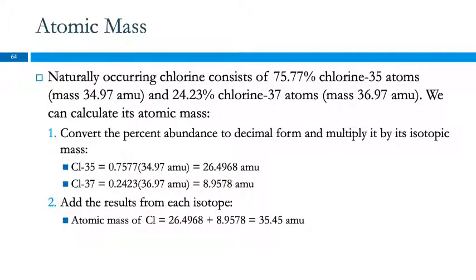That's what happens in a weighted average with your grades. We take your exam average times 0.45, and your homework average times 0.1, etc. And you add those together and you get your average grade. So we add these together and we get 35.45, the average mass of chlorine.